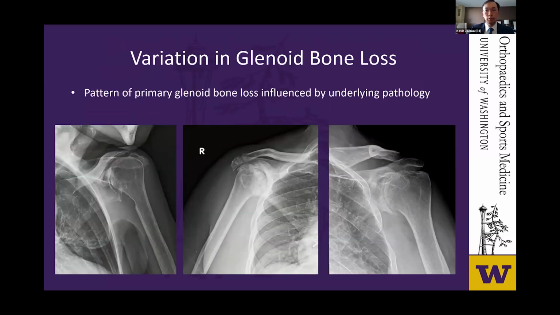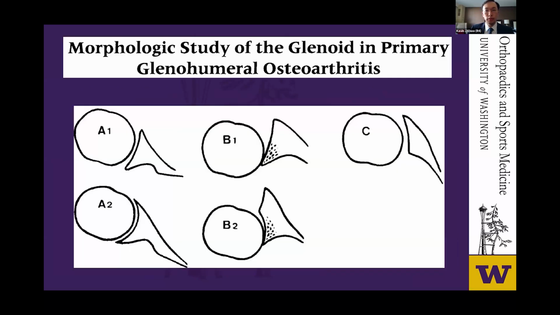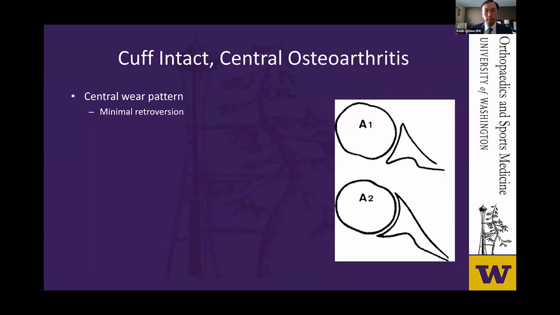Different shoulder pathologies can result in different glenoid bone loss patterns. And as a result, each patient presentation requires careful evaluation and preoperative planning prior to shoulder arthroplasty. Rotator cuff intact osteoarthritis represents one of the most common indications for shoulder arthroplasty, and when discussing this, it is helpful to use the Walsh classification to understand the different wear patterns observed.